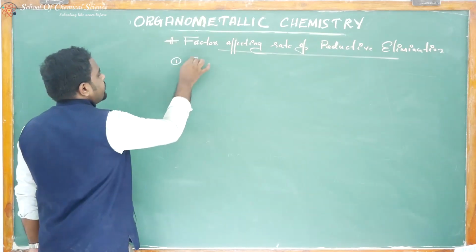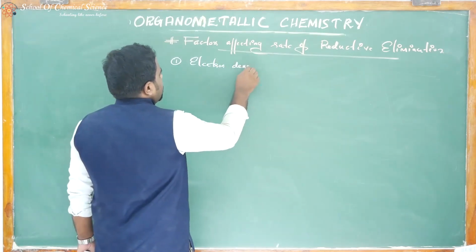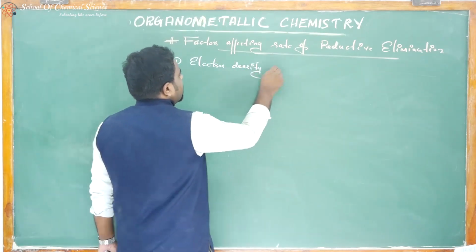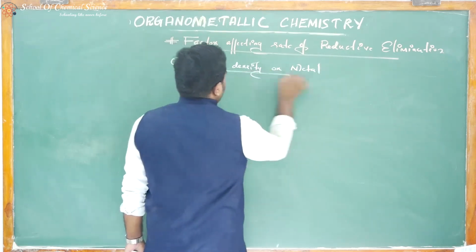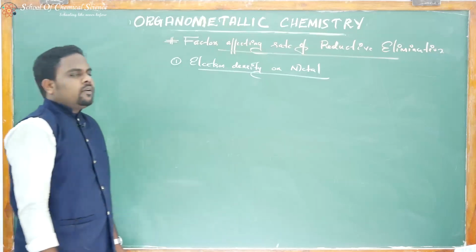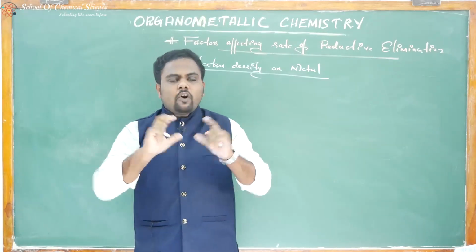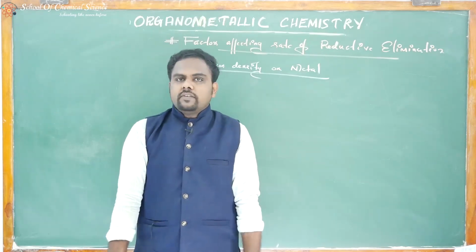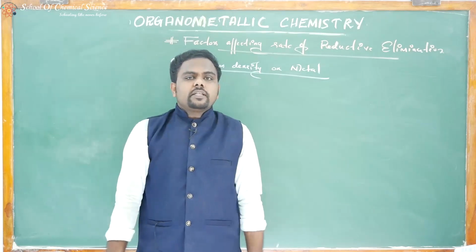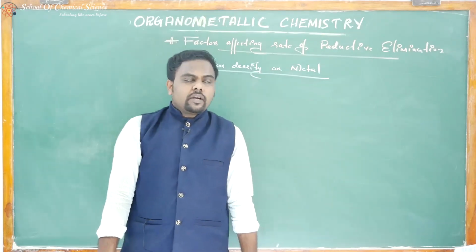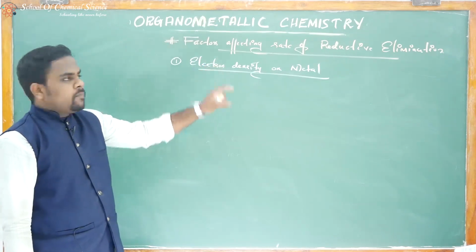First factor, electron density on metal. Okay, electron density on metal. You know, reductive elimination is just opposite to that of oxidative addition. In oxidative addition, the higher the electron density on the metal, the higher the rate of oxidative addition. But here, the rate of reductive elimination depends on the electron density of the metal.